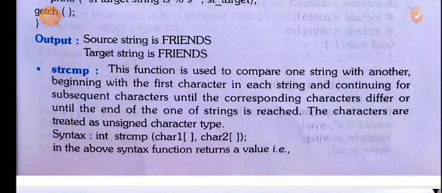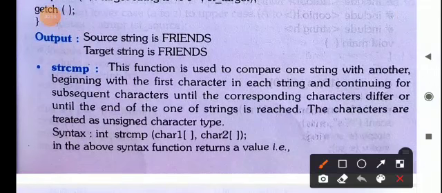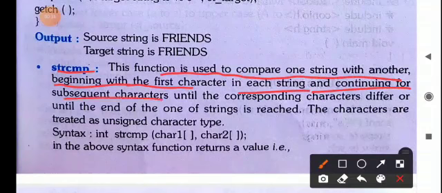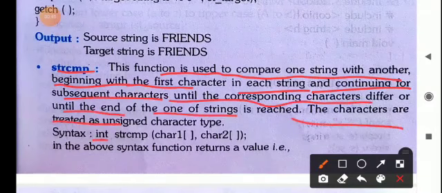Now let's start with strcmp. The strcmp function is basically used to compare one string with another, beginning with the first character in each string and continuing to subsequent characters until the corresponding characters differ or until the end of one string is reached. The characters are treated as unsigned character type. The return type is integer. It will return a negative value, a positive value or 0 based on the comparison result.